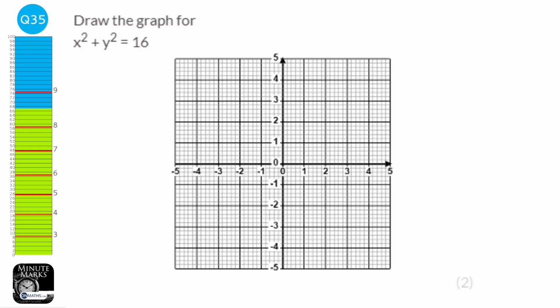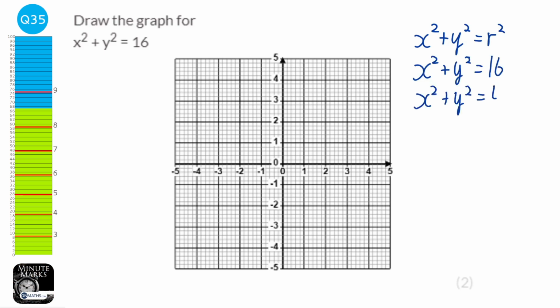This question relies on the fact that you know what the equation of a circle is. And the equation of a circle is x squared plus y squared equals r squared. Now r is the radius of the circle. So when I rewrite this and I write it with our 16 there, we can actually rewrite 16 as 4 squared. Okay, comparing this equation to this equation, we can see that r is 4.